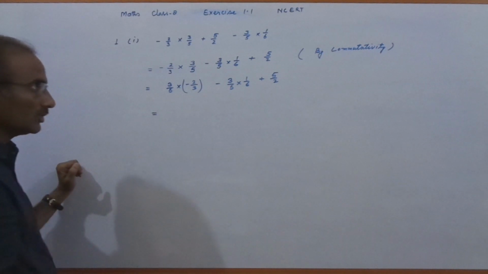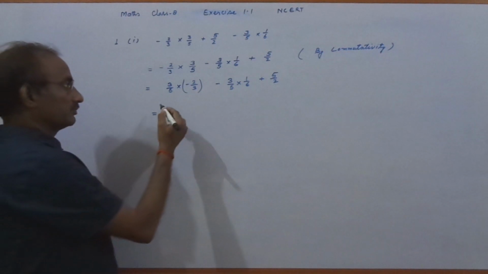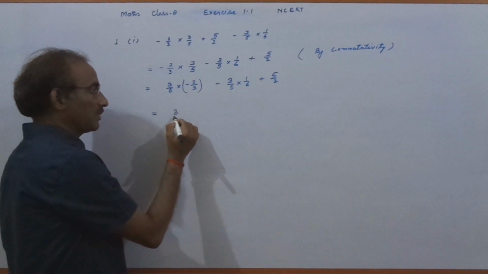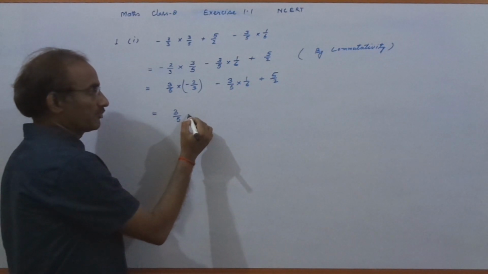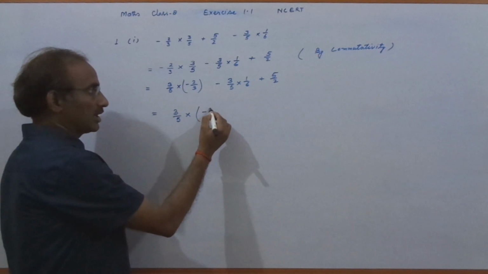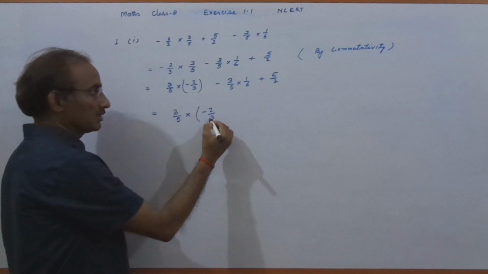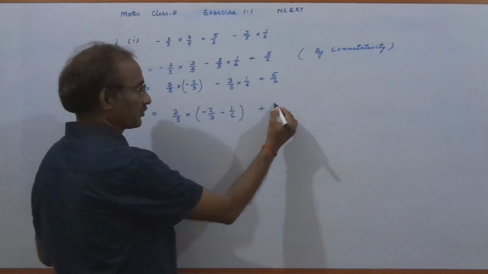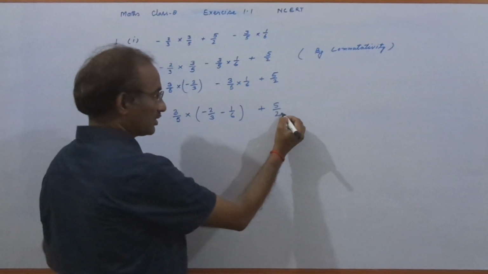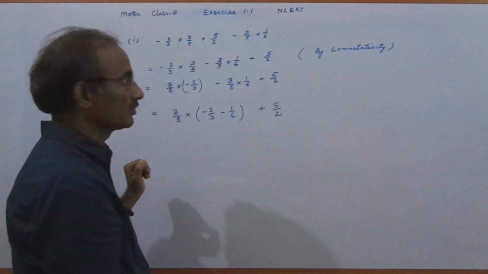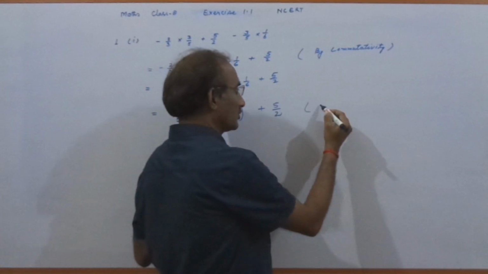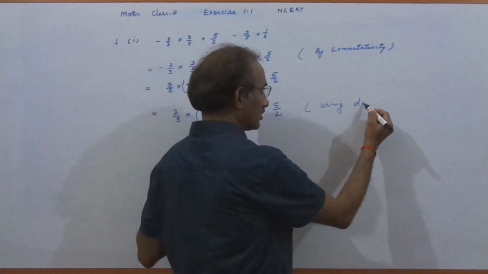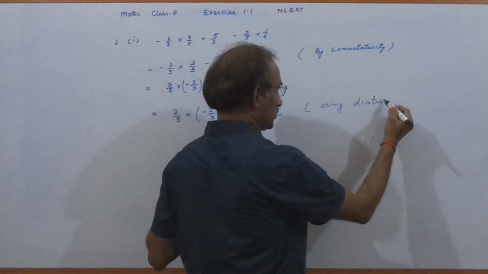Now using distributivity, we have 3 upon 5 multiplied with minus 2 upon 3 and minus 1 upon 6 plus 5 upon 2. Using distributivity.